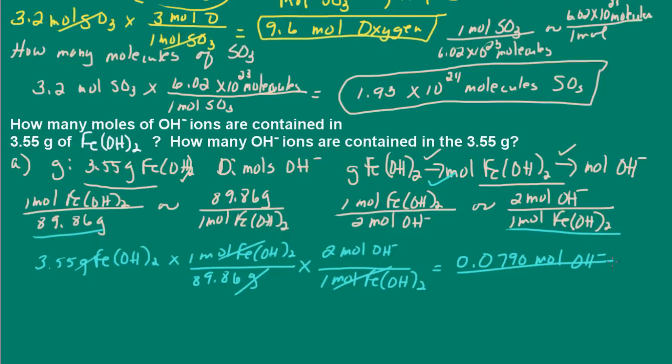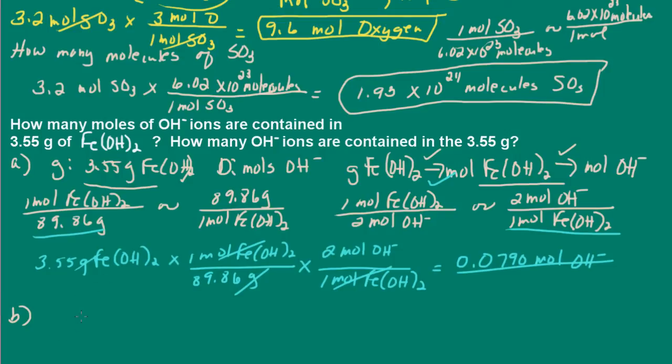Now, the second part of the question, I'll just call that part B, asks us how many hydroxide ions are contained in the 3.55 grams? So they're asking us how many ions. They're not asking how many moles. That's a different thing. They're asking how many individual ions are contained in this 3.55 gram sample.